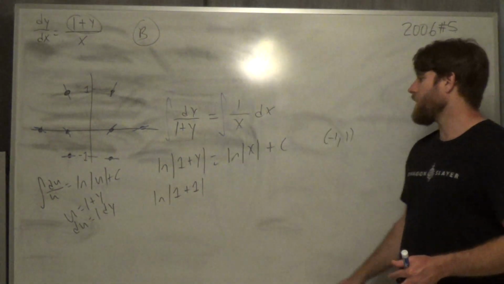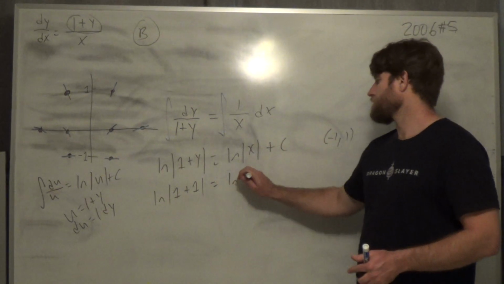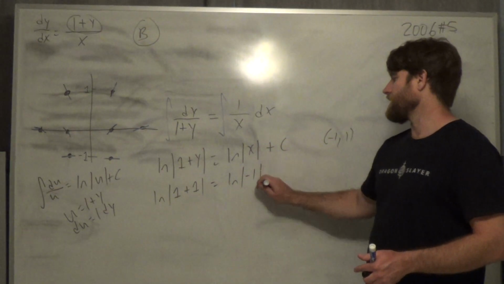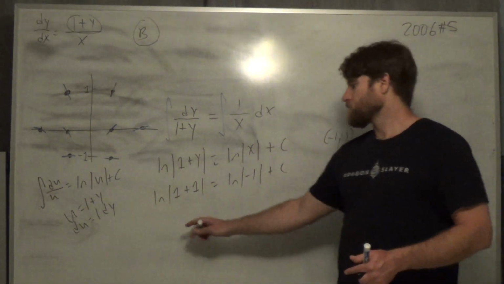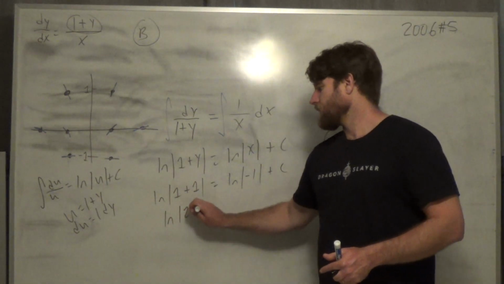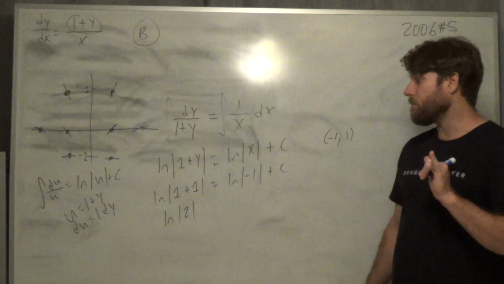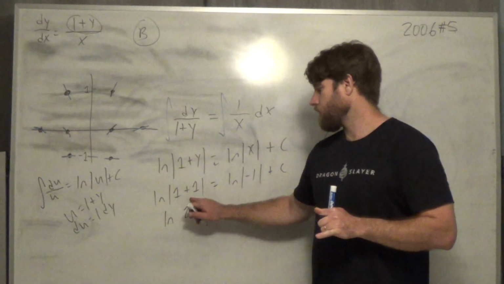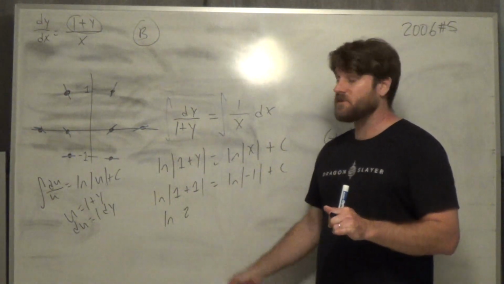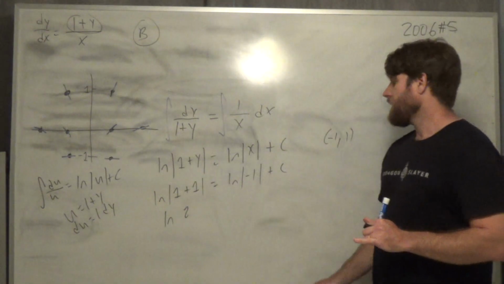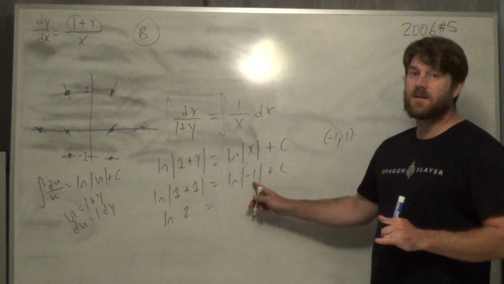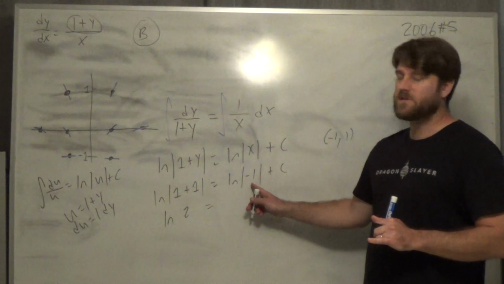So the y is 1, the x is -1. So over here we get ln of 2. And I want you to notice here, does this absolute value on this side have a job? No. Does not have a job. That's going to be important later on. And on the other side, absolute value does have a job, and the ln of -1 is 1.